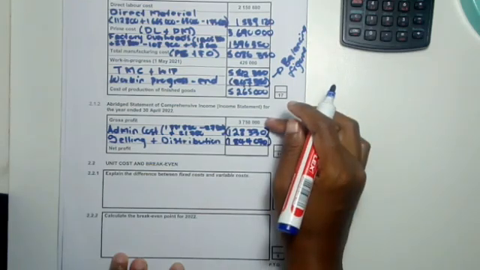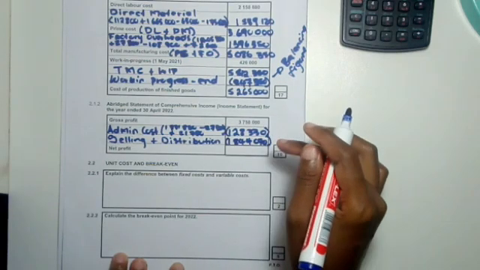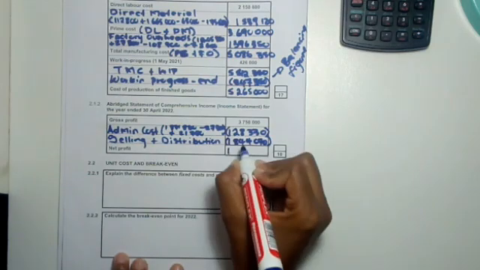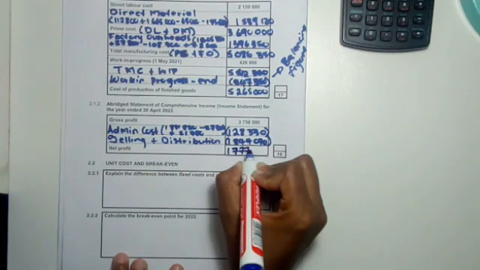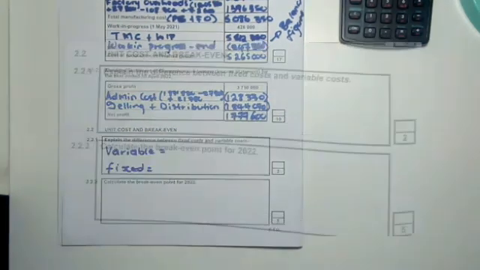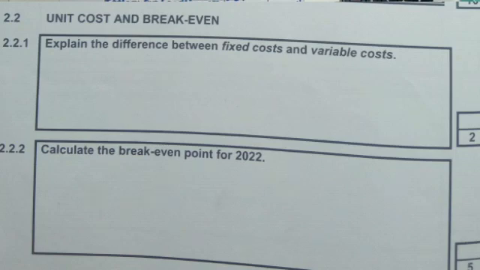So starting with your gross profit minus your admin minus your selling and distribution, 1,777,600 is my net profit. Moving on to 2.2, they want you to explain the difference between fixed cost and variable cost.